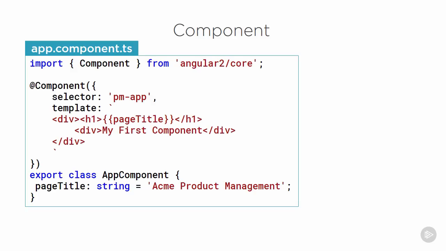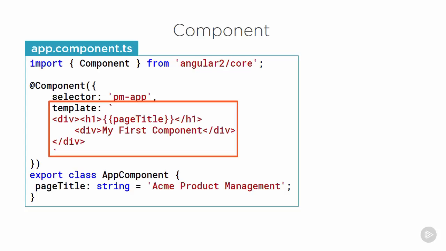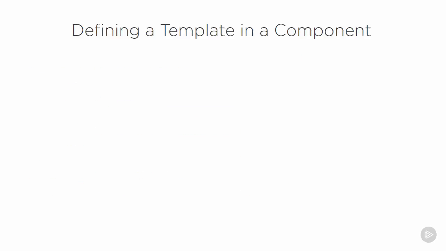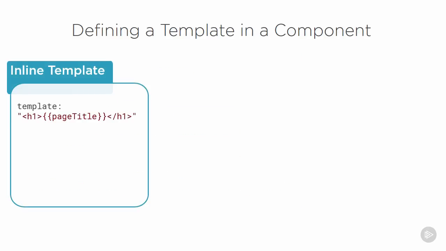In the prior module, we built an inline template for our app component. We used the template property to define the template directly in the component's metadata. But this is not the only way we can build a template for our components. We can use the template property and define an inline template using a simple quoted string with single or double quotes.